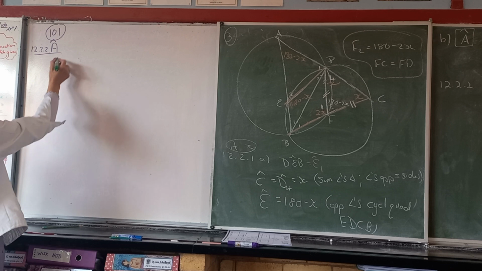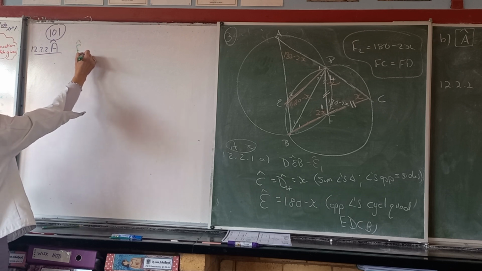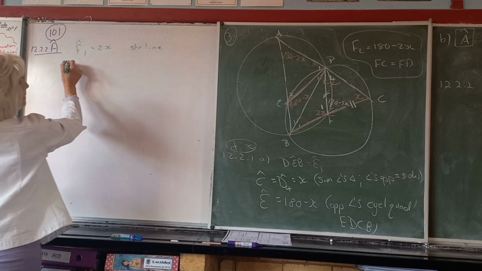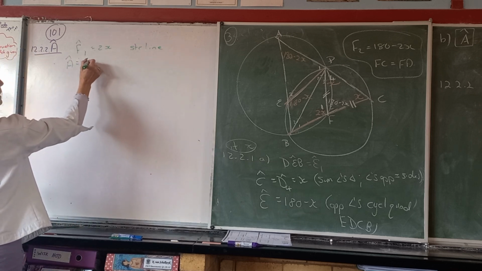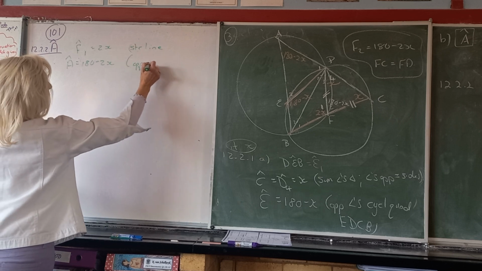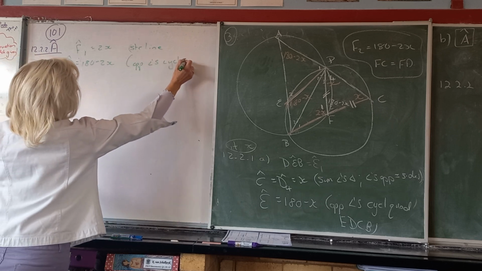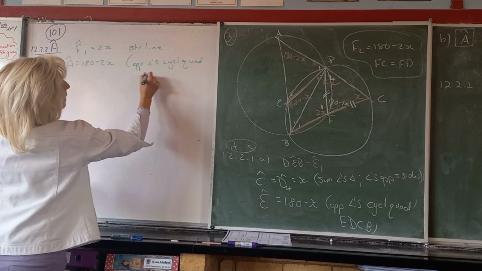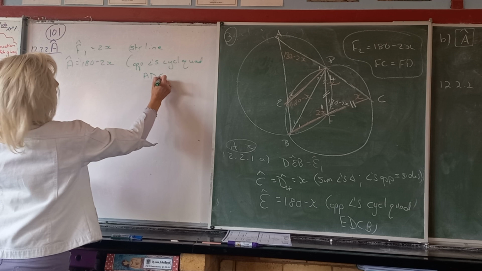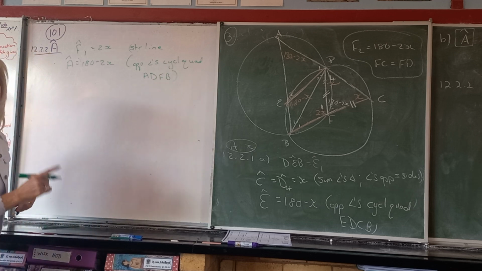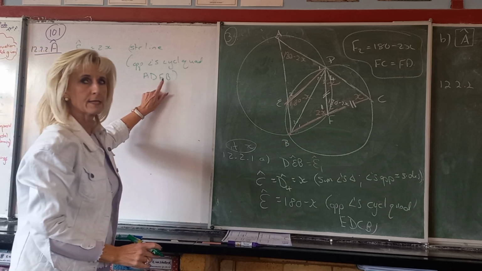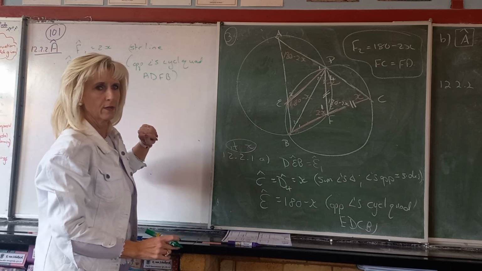Okay, so how would I write it? If I did what I did, I'd first say F1 is 2X because of a straight line, and then A would be 180 minus 2X, and my reason? Opposite angles of a cyclic quad, and this time I'll say A, D, F, G would be equal. But if you left out that step, you would have had this as the exterior angle of that same cyclic quad.